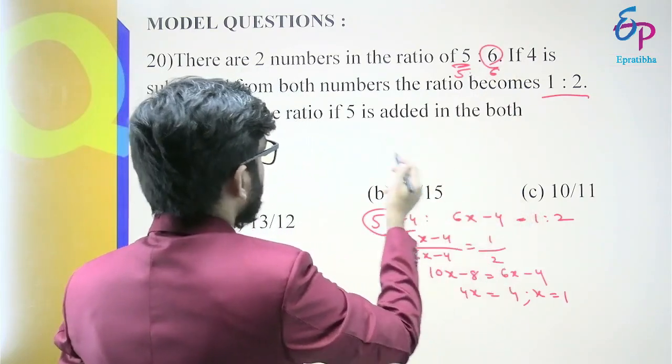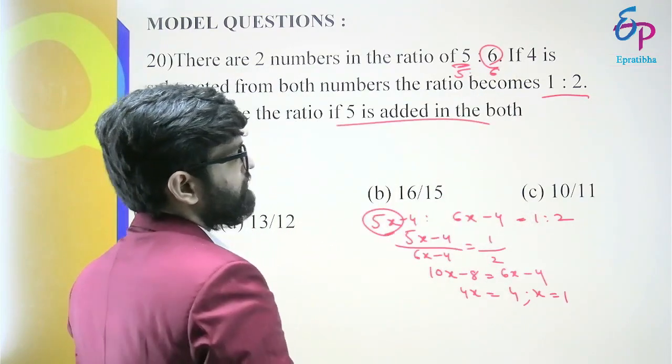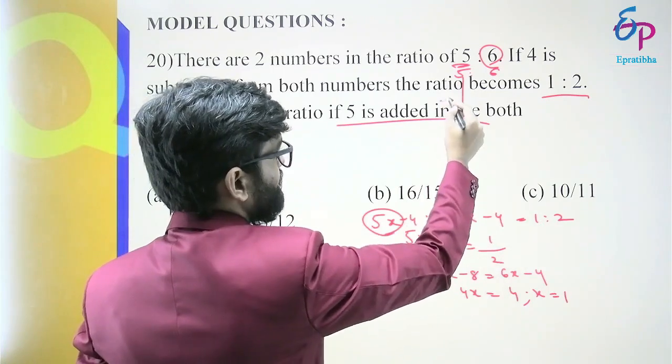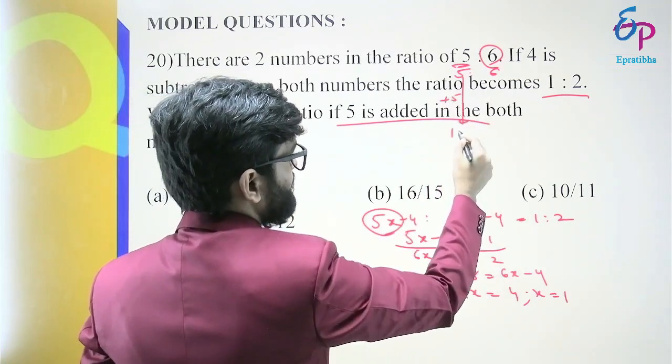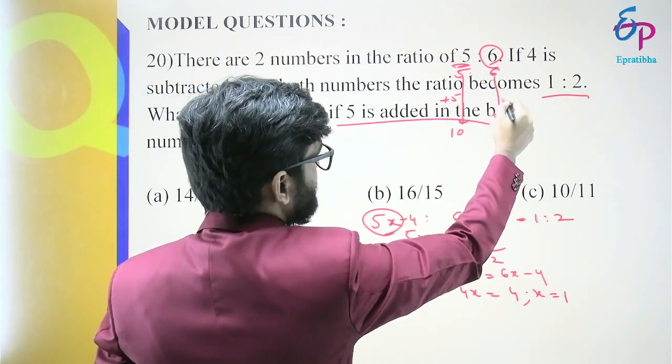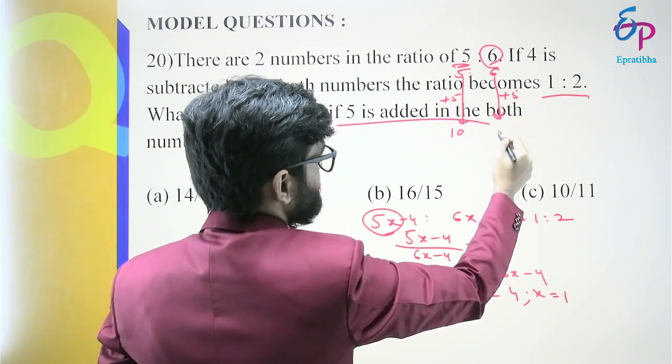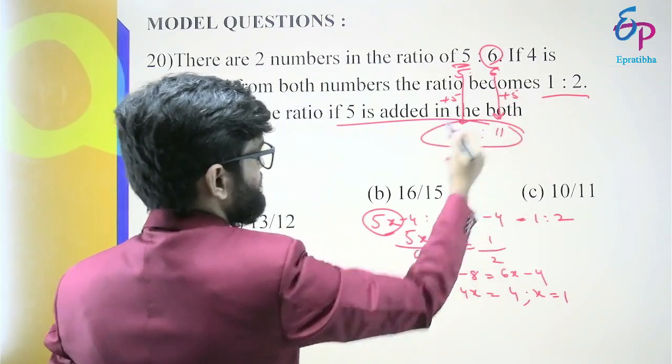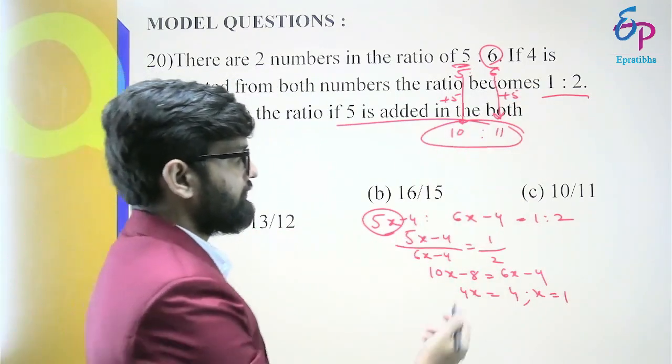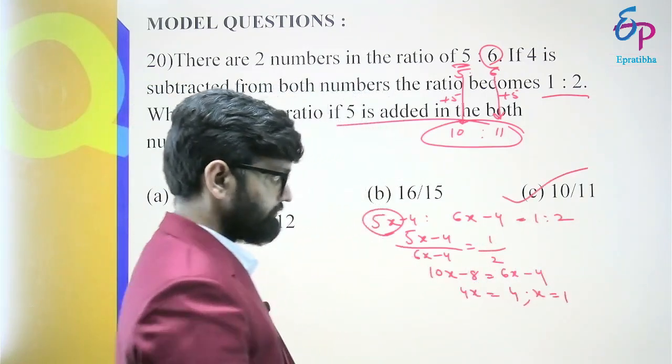5:6 is the ratio. What happens when 5 is added to both the numbers? If 5 is added to 5, what happens? 5 plus 5 is 10. What happens when you add 6 plus 5? 6 plus 5 is 11. So the ratio will become how much? 10:11. It is nothing but 10/11.